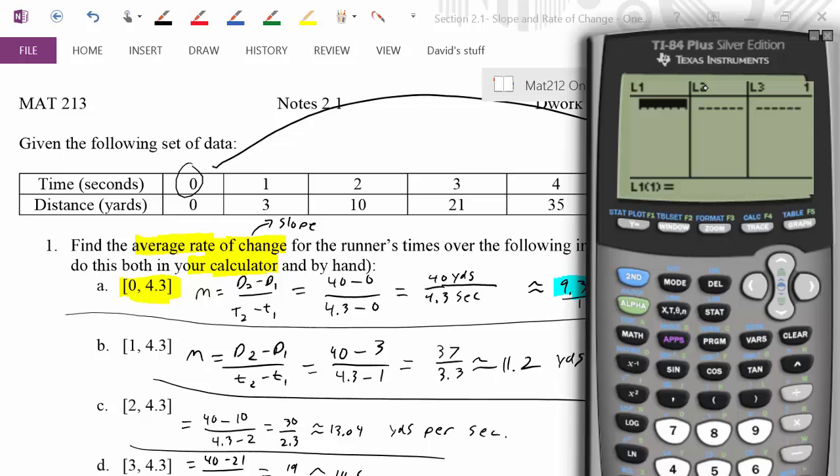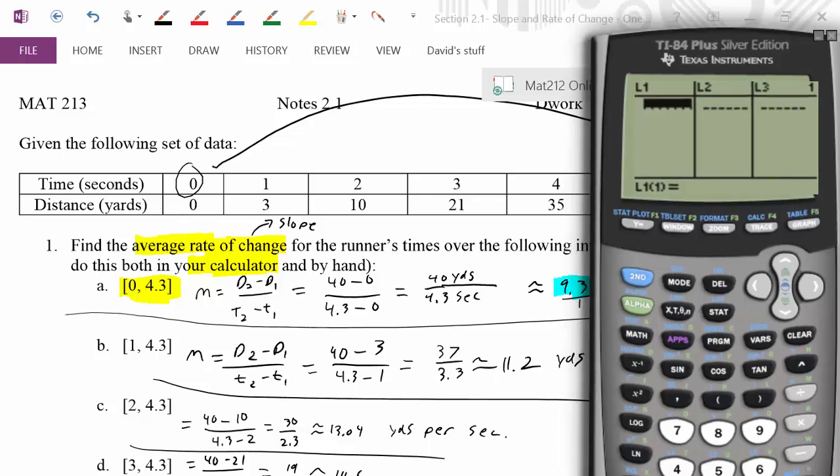We already talked about it though, which was a nice thing. We already know our distances are our Y's and our times are our X's. So our L1 column will be our X's. Our L1 column will be our times. So we're going to go ahead and type in those numbers.